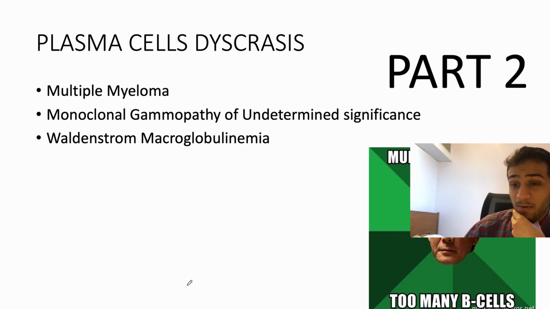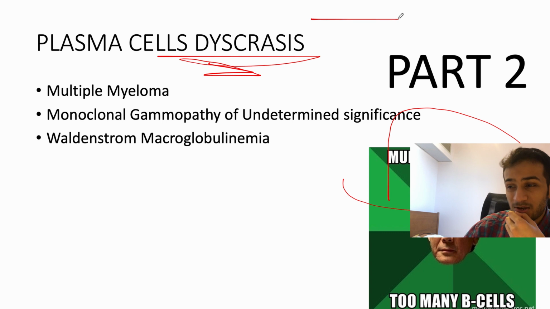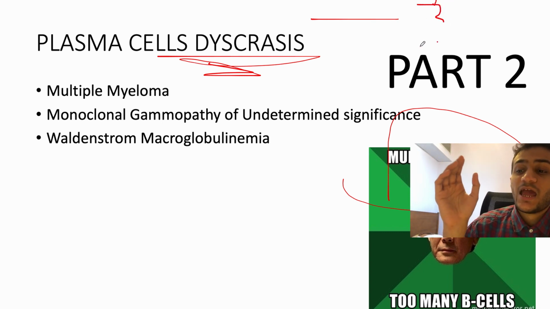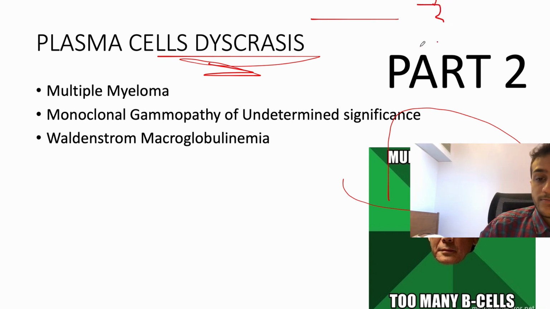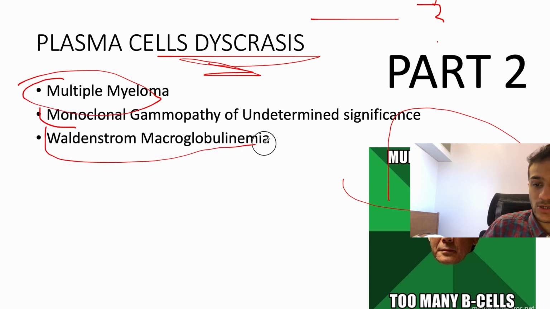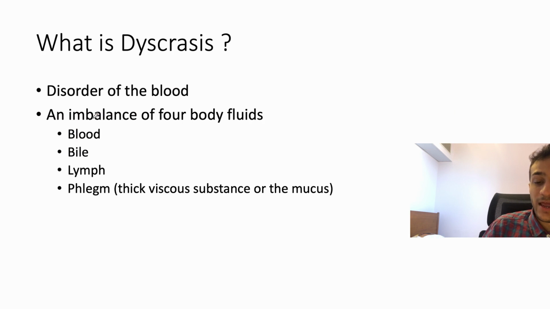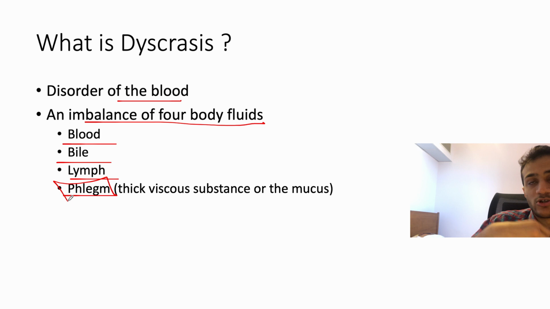So guys, next thing is multiple myeloma and plasma cell dyscrasias. You might be looking at dyscrasias and wondering what it even is. Dyscrasias is basically any sort of blood disorder. Over here we'll be covering three main diseases: multiple myeloma, MGUS, and Waldenström macroglobulinemia. Don't worry, I have a lot of mnemonics, so it should be very easy. It's a disorder of the blood and an imbalance of body fluids. Any body fluid could be blood, bile, lymph, or phlegm, which is like your thick mucus that comes out of your respiratory and GI tract.